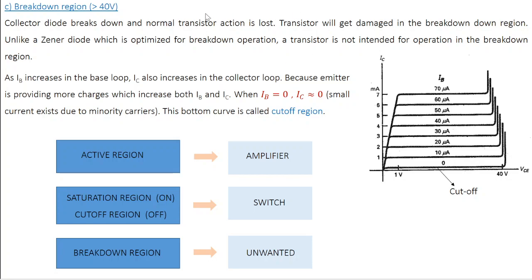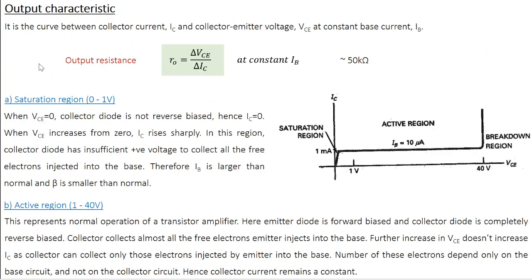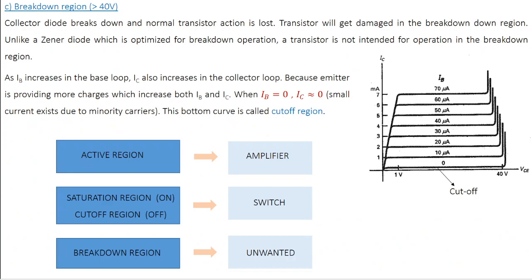So the normal transistor action is lost in the breakdown region. The transistor will get damaged in this breakdown region. So unlike a Zener diode, which is optimized for breakdown operation, a transistor is not intended for operation in the breakdown region. So whenever you use a transistor, you need to note the breakdown voltage, and you need to make sure that throughout the operation VCE is well below this breakdown region. Otherwise, the transistor is going to get damaged.